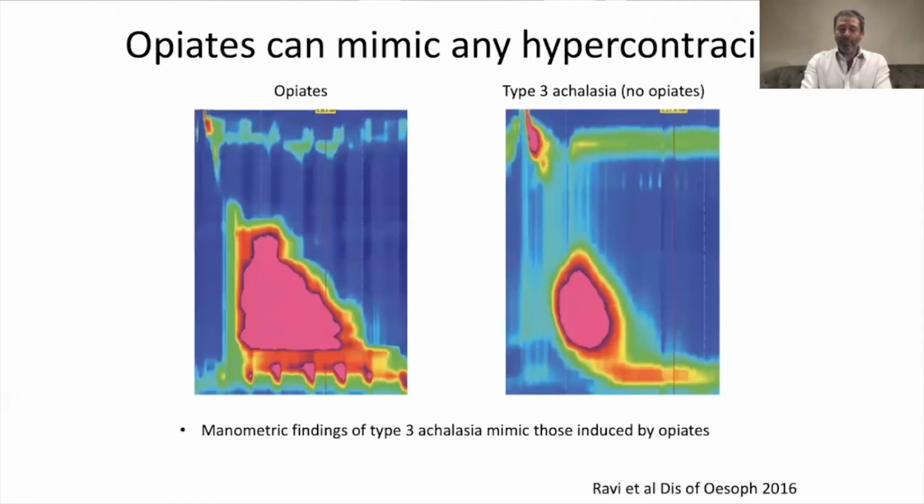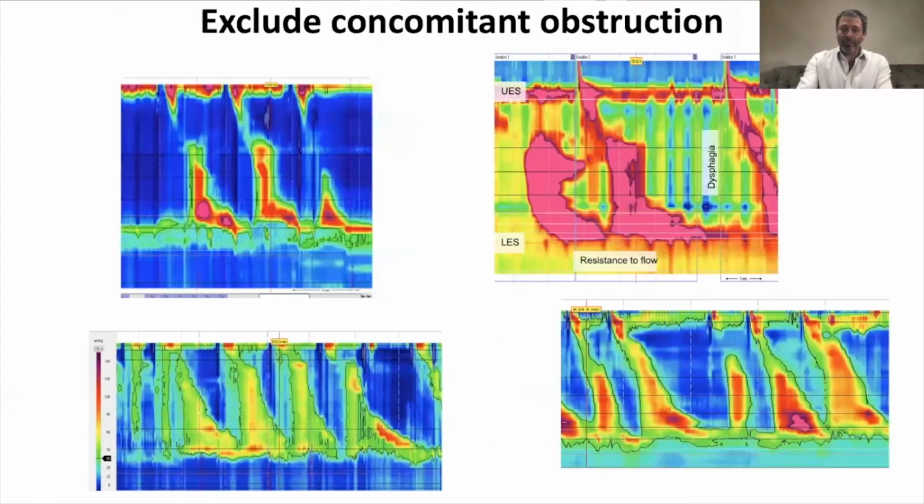It's important also to define who is taking opiates, because opiates can mimic any form of hypercontractility or spasm. We also need to exclude obstruction. Ultimately, obstruction can lead to any form of hypercontraction or spasm as a consequence of the esophagus trying to overcome the obstruction. So it is crucial that we exclude a non-relaxing lower esophageal sphincter before we define patients as having hypercontraction or spasm.